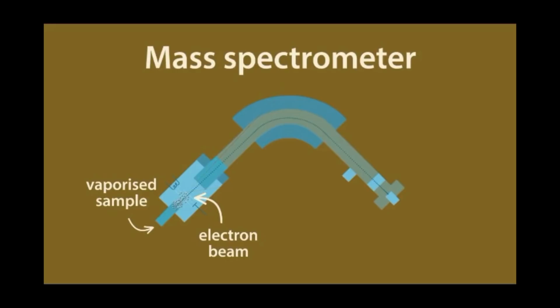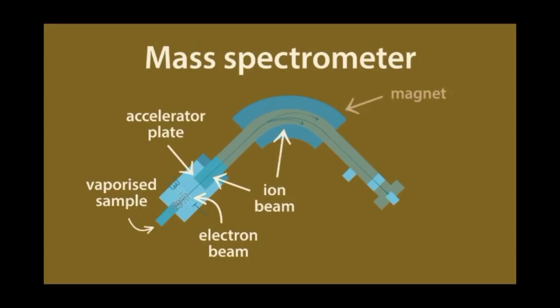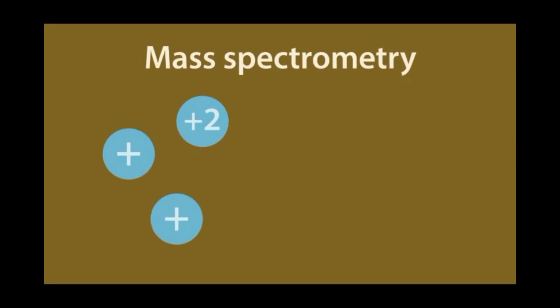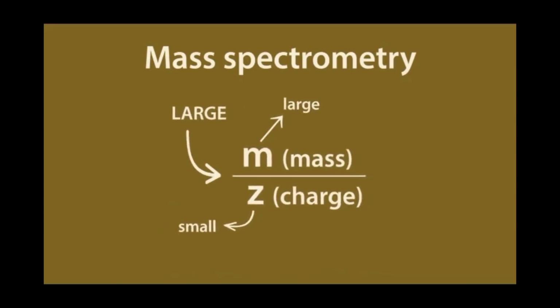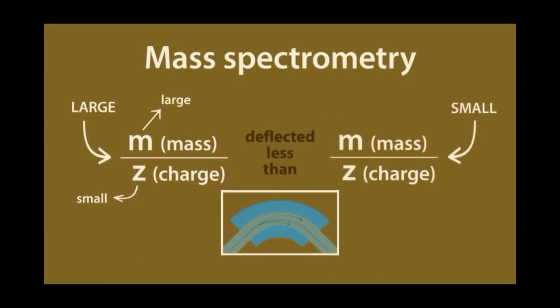These ions are then accelerated in an electric field before being deflected by a magnetic field. The pattern of deflection according to charge and mass can then be depicted on a spectrum. The main idea here is that ions with a large mass to charge ratio, meaning a large mass and a small charge, are deflected less than ions with a smaller mass to charge ratio.